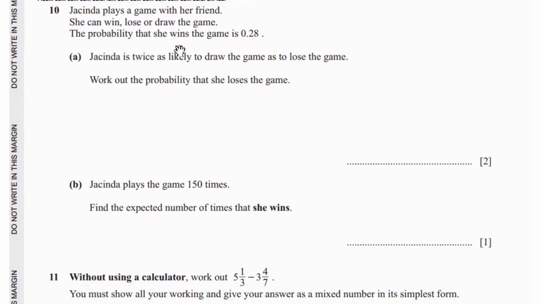Question 10 says Jaganta plays a game with a friend. She can win, lose, or draw the game. The probability that she wins the game is 0.28. She is twice as likely to draw the game as to lose the game. Work out the probability that she loses the game. So if winning is 0.28, then losing would be 1 minus 0.28.